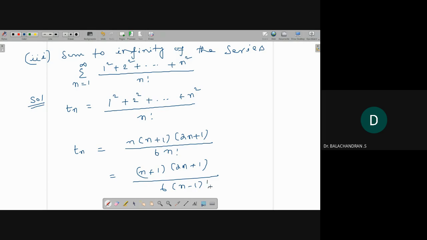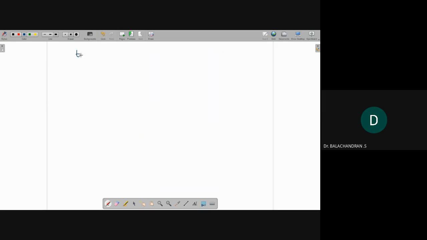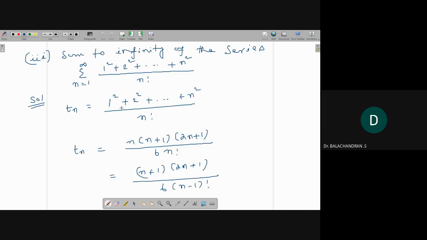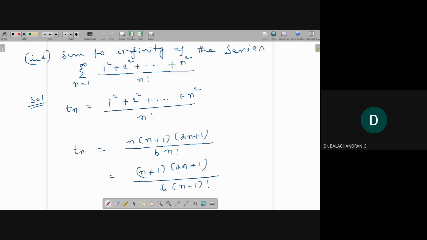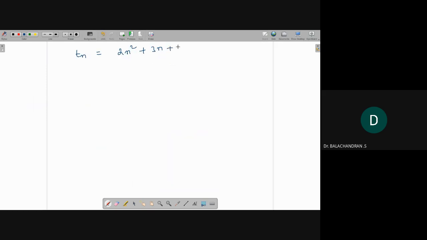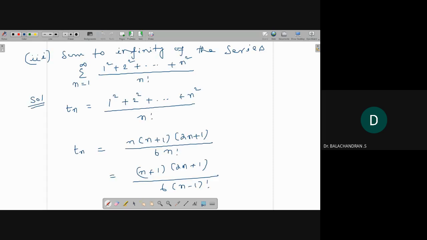Okay, so the numerator is what? Quadratic. The numerator is 2n square plus n plus 2n, that is 3n, plus 1, divided by 6 into n minus 1 factorial.